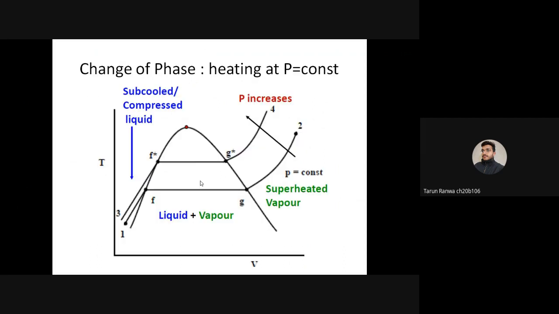So now change of phase, heating at pressure equals constant, and this is the TV diagram. This region is the subcooled compressed liquid. Here this path and this path. When we go from here to here, then P increases. This is the superheated vapor region. This is the liquid plus vapor region. Now we can denote some points like F, G, F star, G star, where the phase is changing.